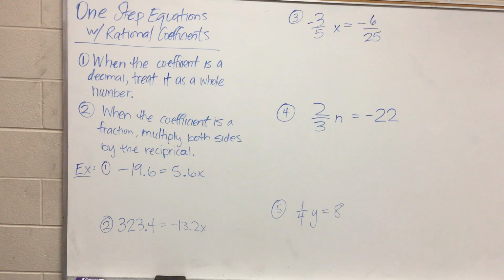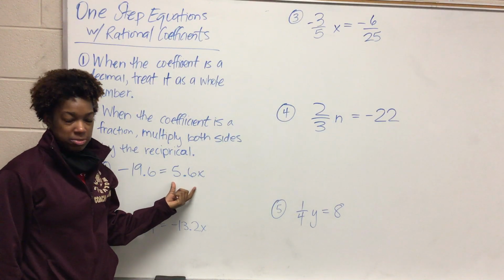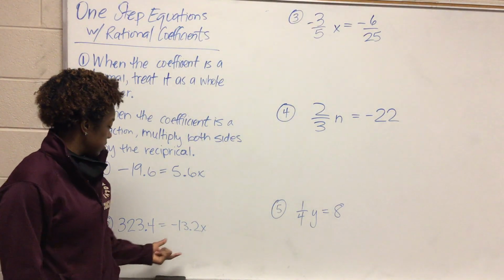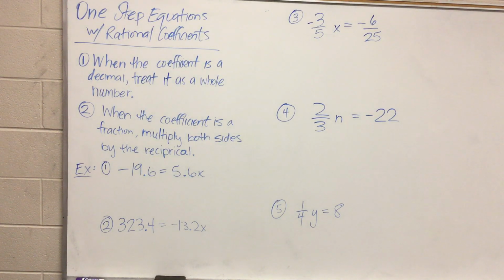And the coefficient is nothing more than the number that is attached to the variable. So for number one, the coefficient would be 5.6 because it is attached or multiplied by the x. Alright? So for number two, it would be negative 13.2, and so on and so forth. So a rational coefficient can either be a decimal or a fraction. So if we look at number 4, the coefficient will be 2/3 because it is attached to the variable, which is n.